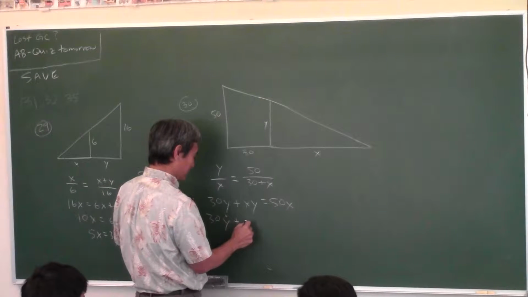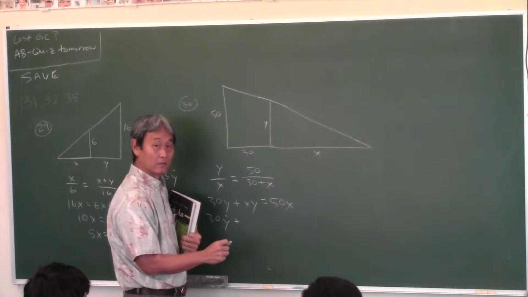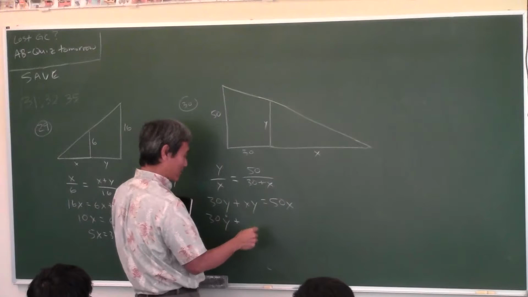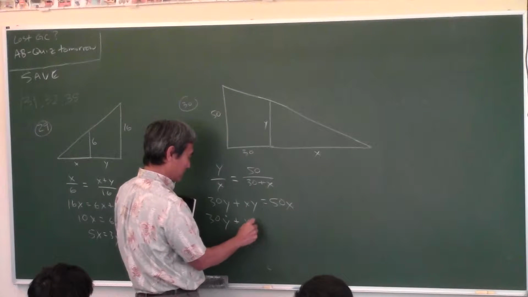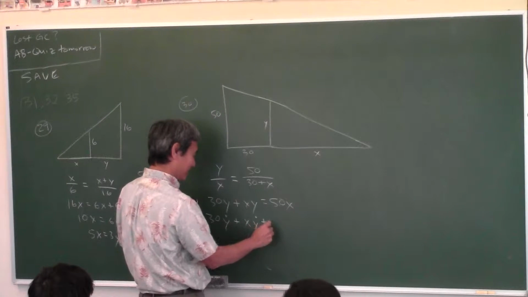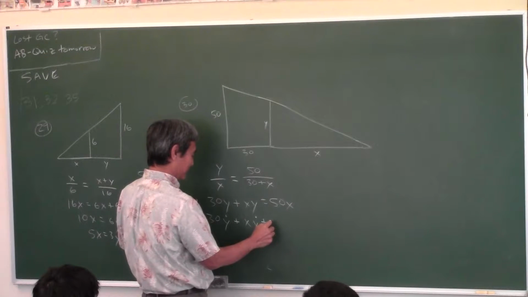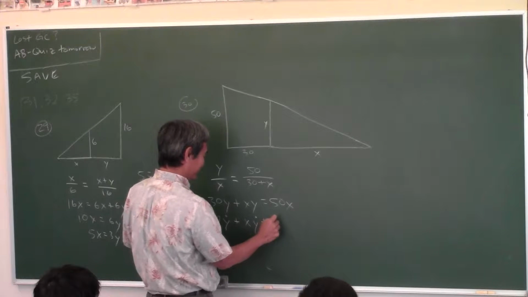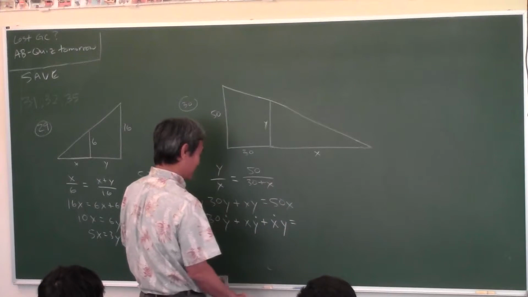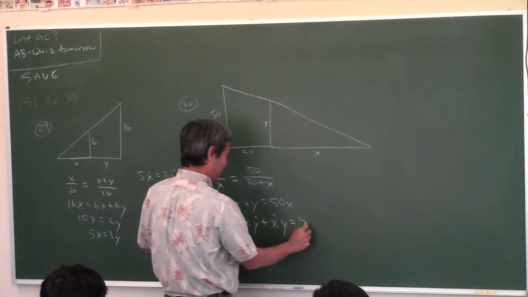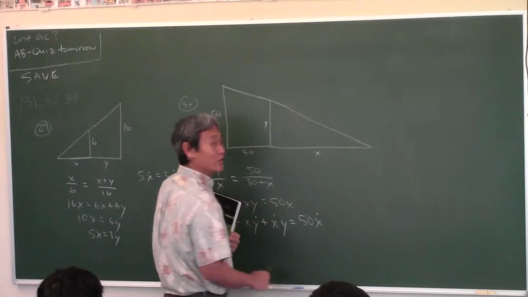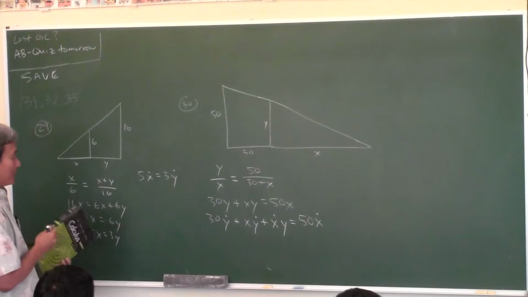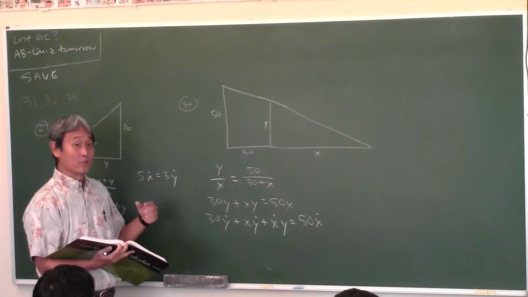Product rule. Don't just say product rule, just do the product rule. x y dot. Leave the first one, the x, times the derivative of the second, y dot, plus the derivative of the first, x dot, times y. Equals 50x dot. There you go. I knew you could do it. That's really good. Okay, so what you gotta do now is plug in the numbers.